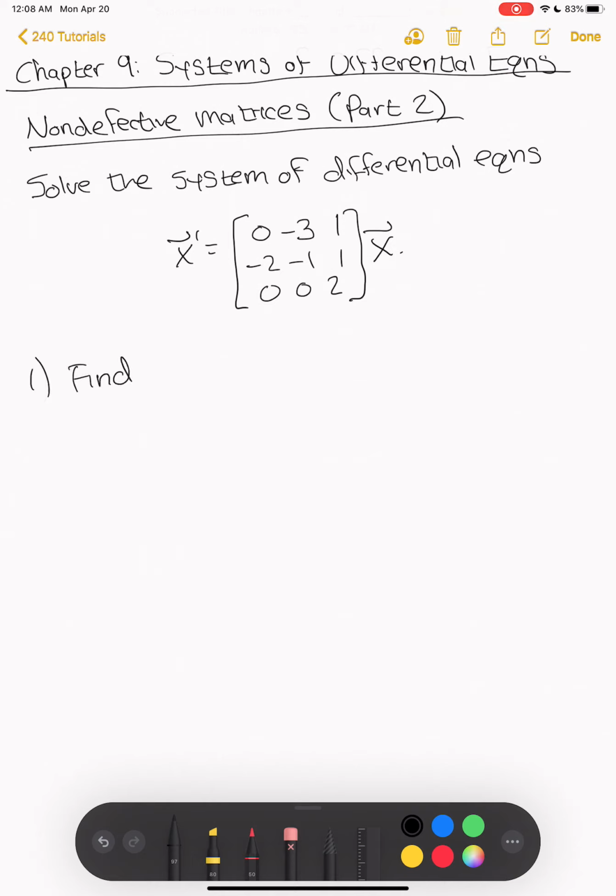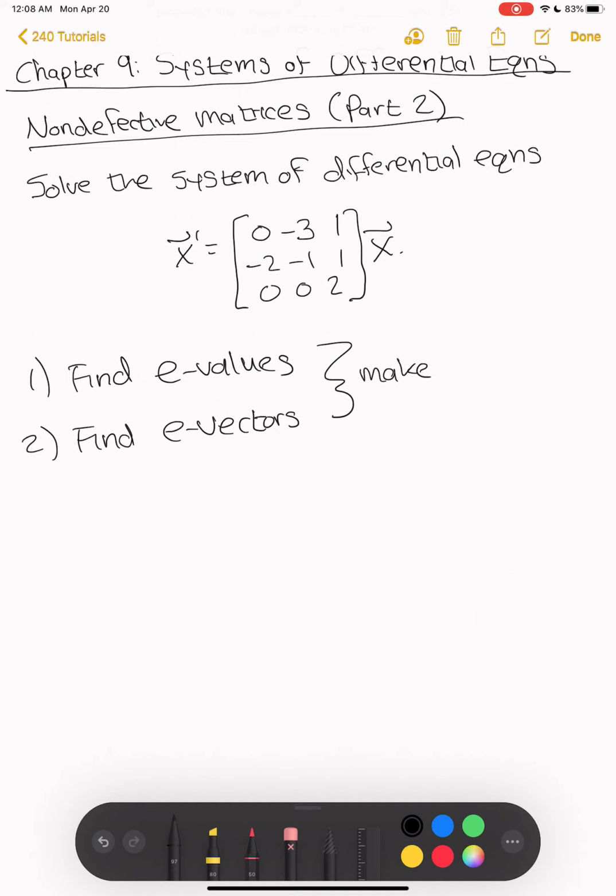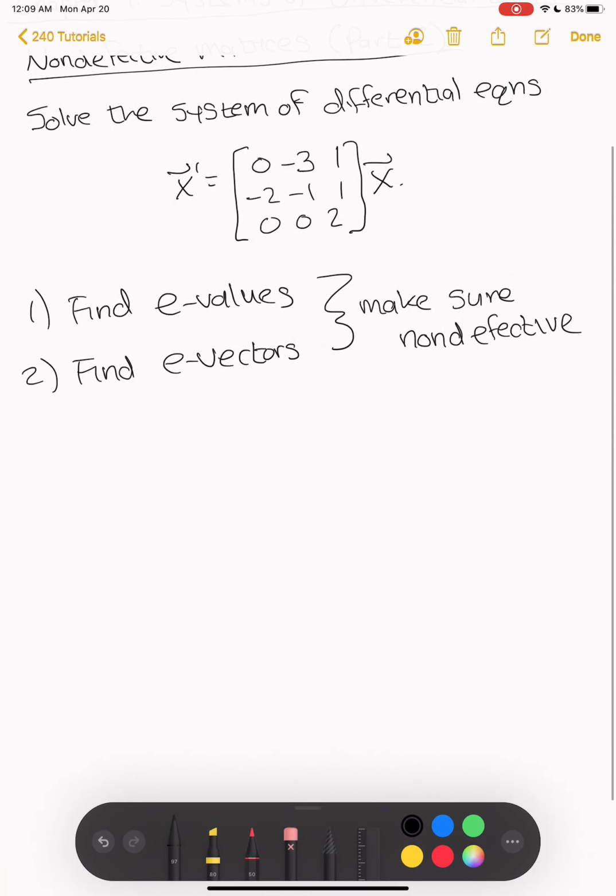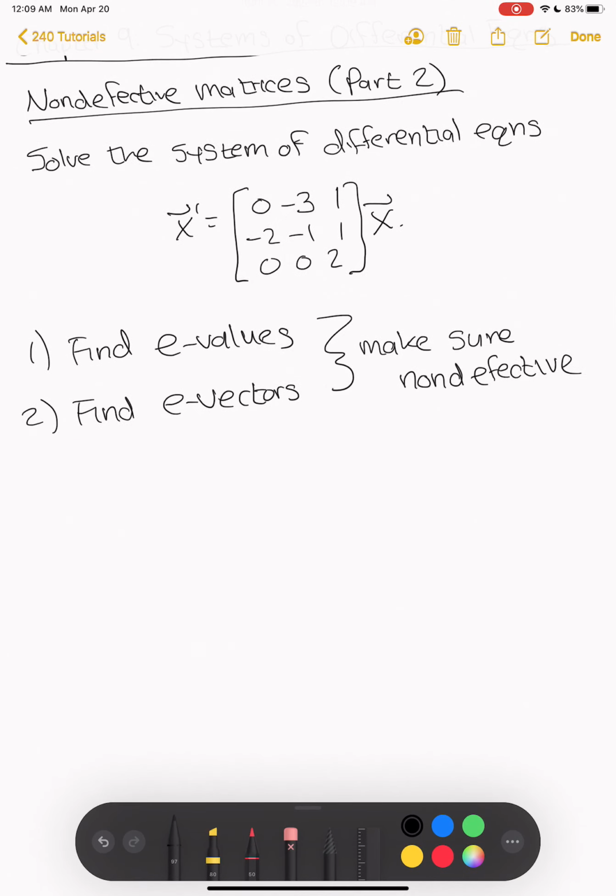So we'll break it up into 2 steps. We'll find the eigenvalues first, then find the eigenvectors, and in doing so, make sure it's defective or non-defective for the purposes of this video. So what we'll do in the next video is figure out when it is defective, I should say. But for now, we're going to focus on just the non-defective case.